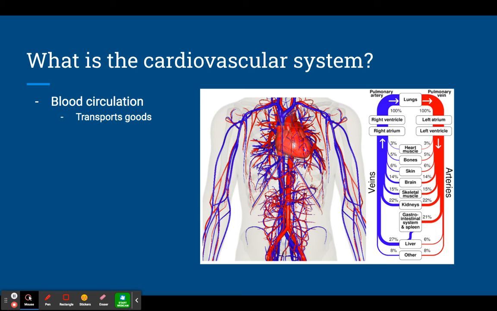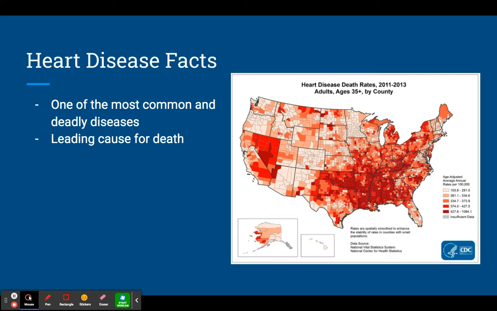And this diagram on the right here shows how the pulmonary artery pumps the blood when it needs to get oxygenated, and then the pulmonary vein will have it flow right back out to the rest of the body. So, just some heart disease facts.